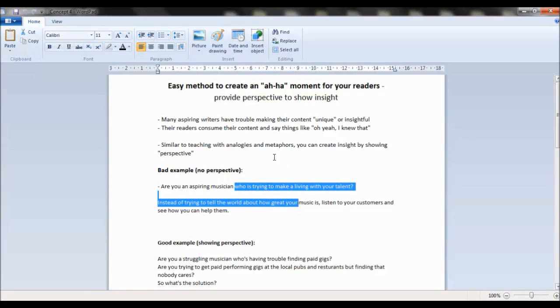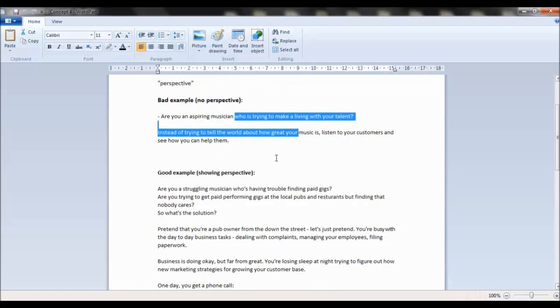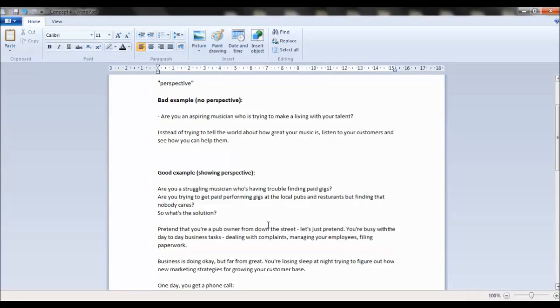We want to legitimately help them, our audience. So, a good example in this case: are you a struggling musician who's having trouble finding paid gigs? Are you trying to get paid performance gigs at the local pubs and restaurants, but finding that nobody cares? So, what's the solution? Pretend that you're a pub owner from down the street. Let's just pretend for now.